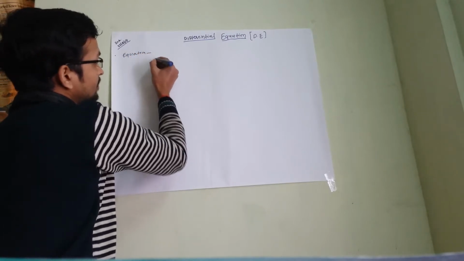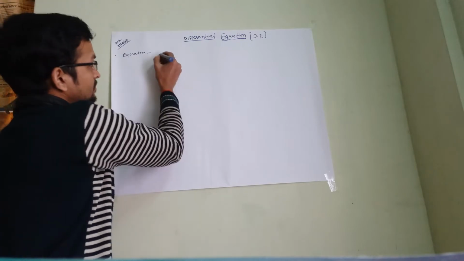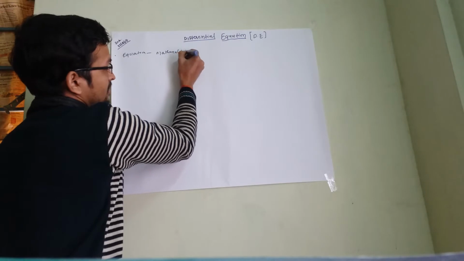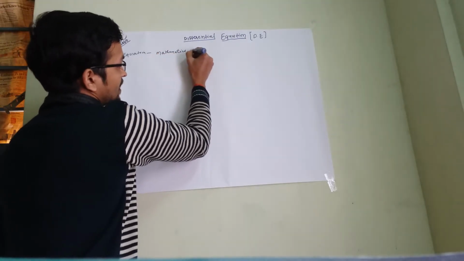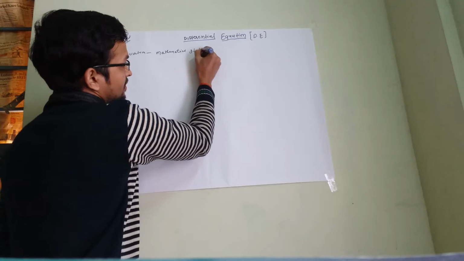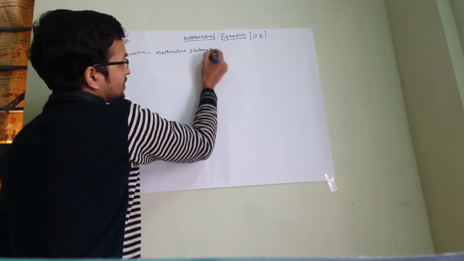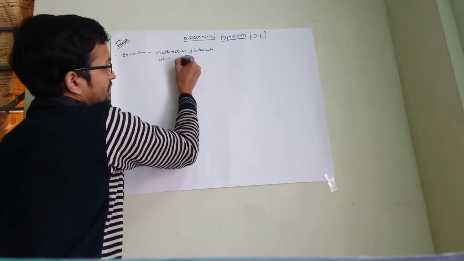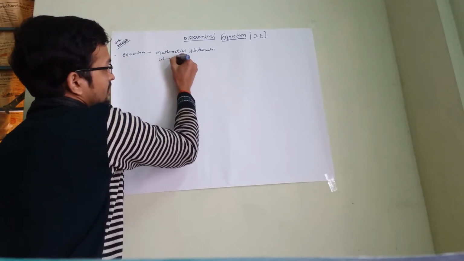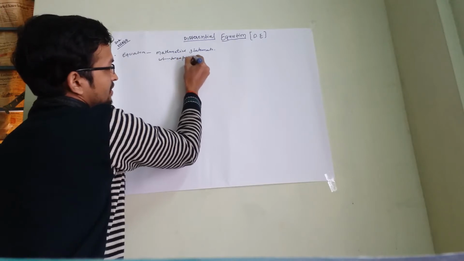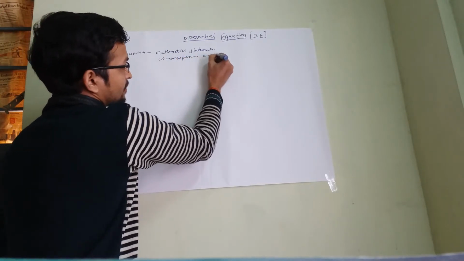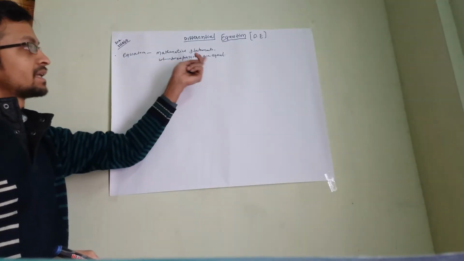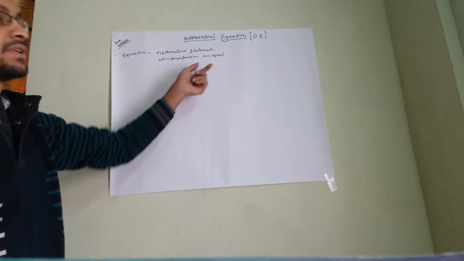An equation is a mathematical expression statement where two expressions are equal. Simply, equation is a mathematical statement where two expressions are equal.